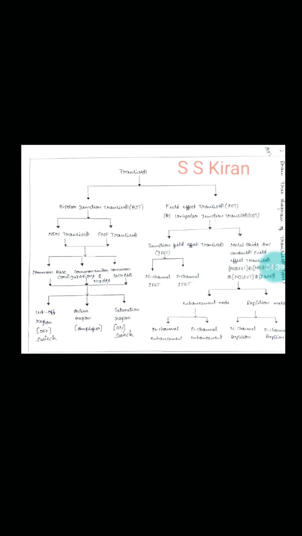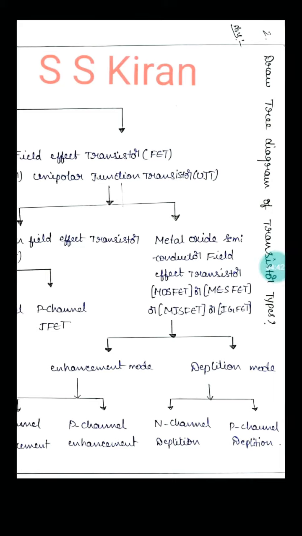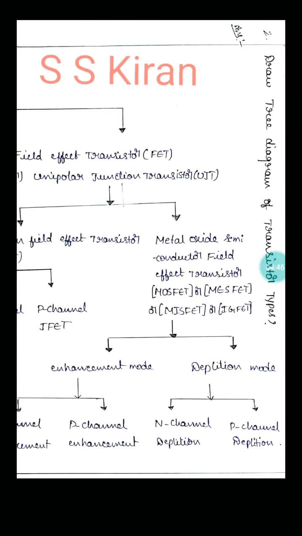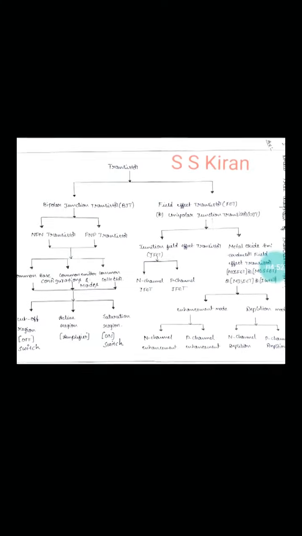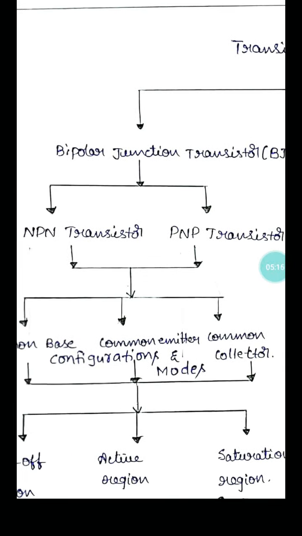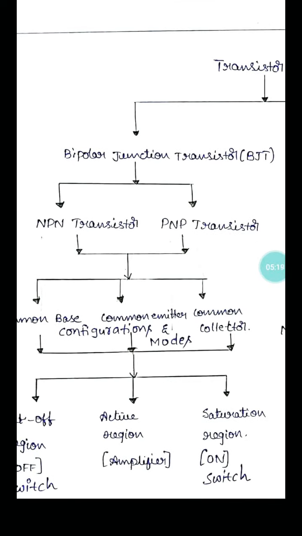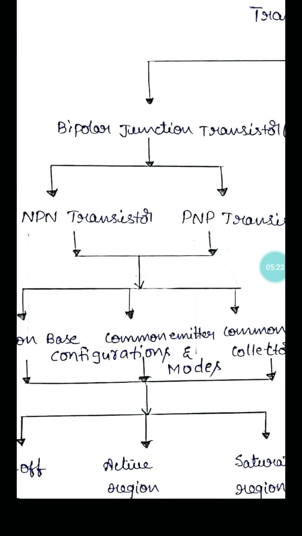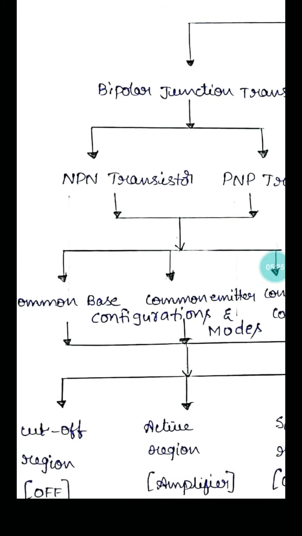The second question is, draw the tree diagram of transistor types. You know very well there are 2 types of transistor: one is BJT and the second is FET. BJT is the bipolar junction transistor. FET means field effect transistor, which is unipolar, not UJT. Coming to BJT, it is classified into two types: NPN transistor and PNP transistor.